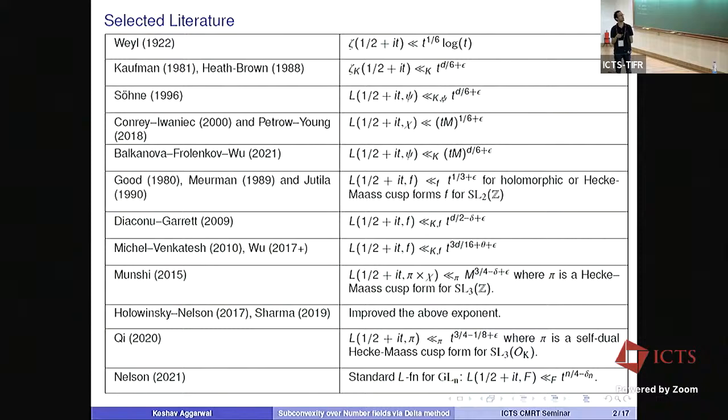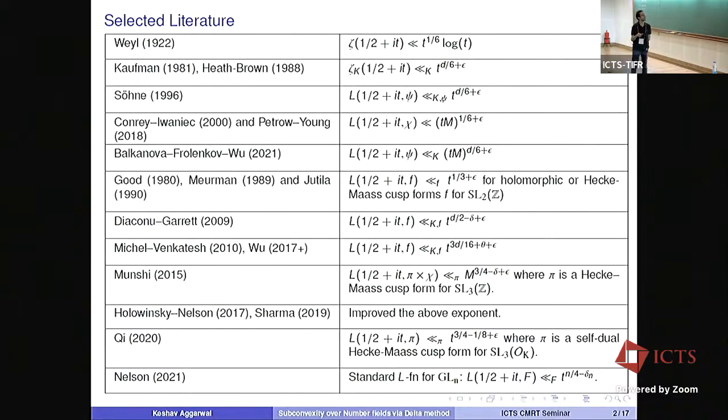And then Tom Merman and Marty Utila generalized it to mass forms, Hecke-Maass forms, but the story is for GL2. And this is over rationals. So if you fix the form and you vary the parameter t, this bound is t to the 1/3, which is t squared to the 1/6. So it's again a Weyl-type bound.